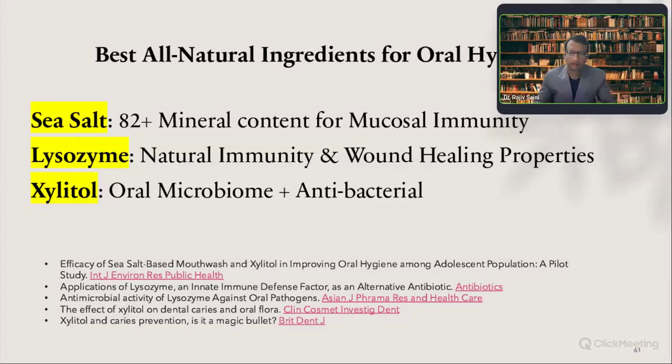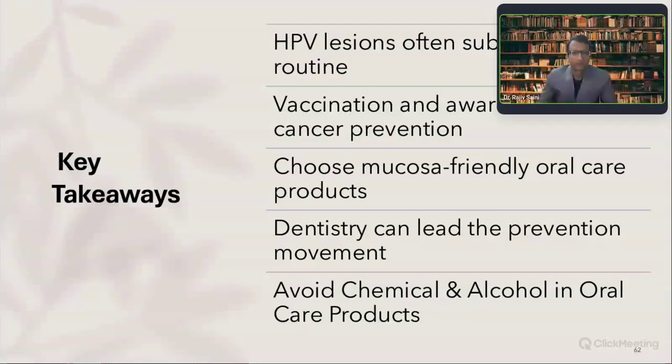So I conclude: if you look at the three major natural ingredients that can be used for oral hygiene, they are sea salt from the Red Sea, which contains 82 plus minerals; lysozyme, a natural immunity booster that also has a lot of wound healing properties; and xylitol, which has a great effect on the oral microbiome and is naturally antibacterial. And there is a lot of scientific and research data supporting this evidence.